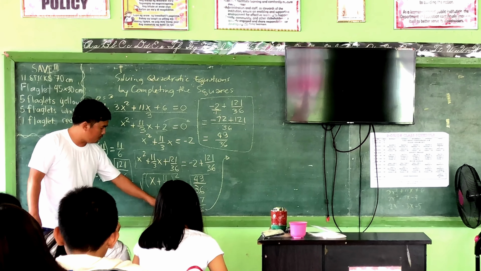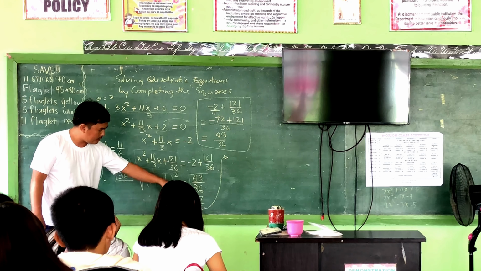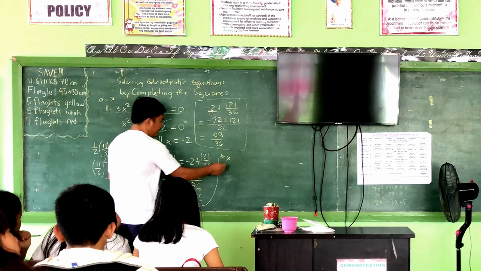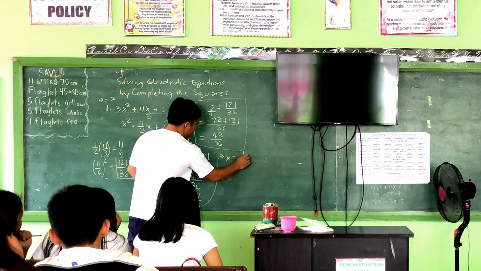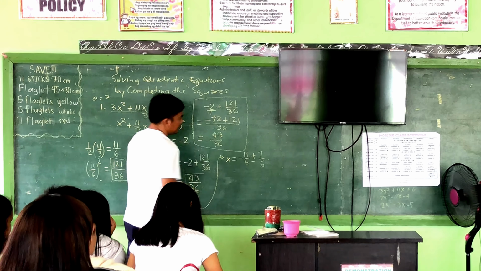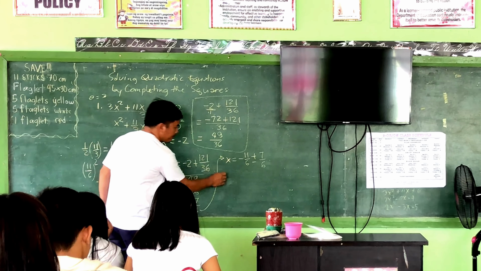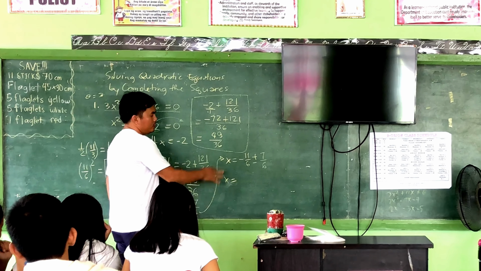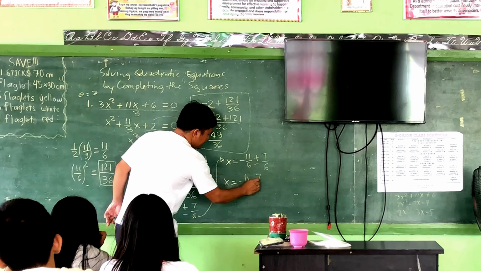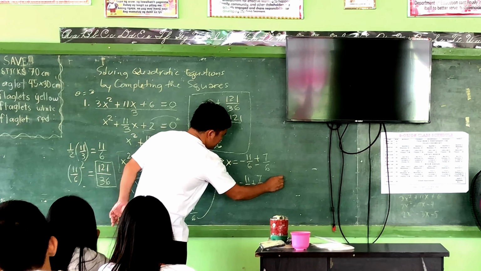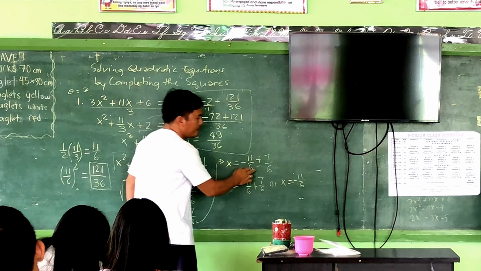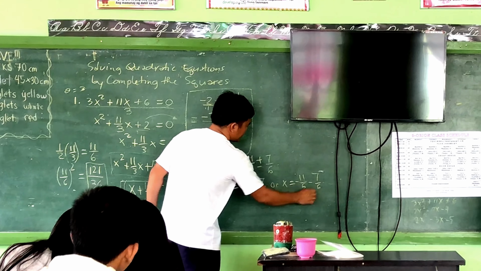We're going to transpose 11 over 6 to the right side. So, x equals negative 11 over 6 plus or minus 7 over 6. So, there are two values here: x equals negative 11 over 6 plus 7 over 6, or x equals negative 11 over 6 minus 7 over 6.